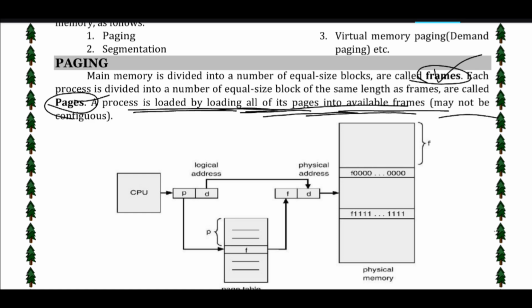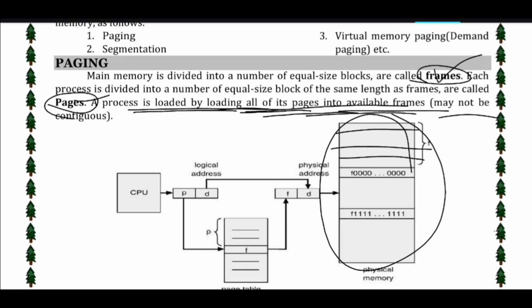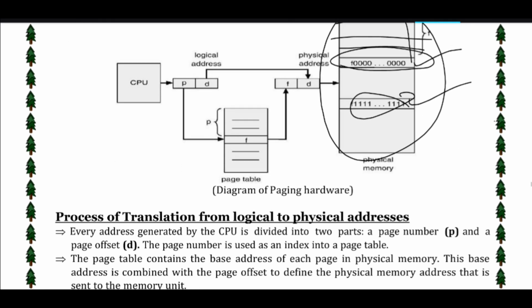The frames may not be contiguous, meaning a contiguous manner is not followed. The frames may be in an irregular or non-contiguous manner, just as you are looking here. A frame is here and another frame is here, both associated with the same process.